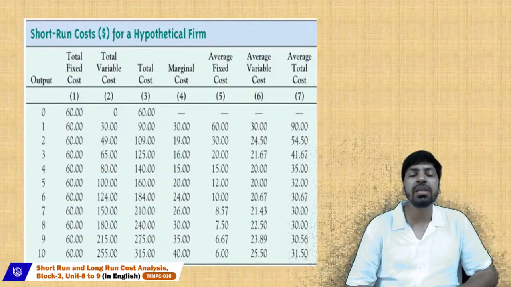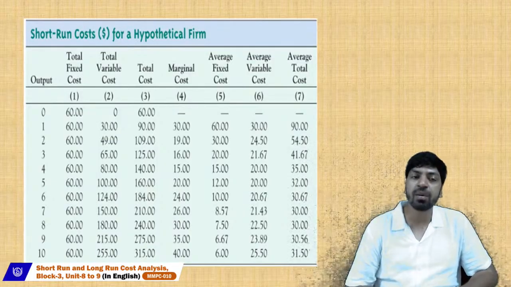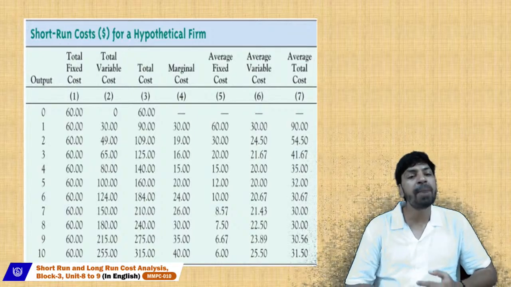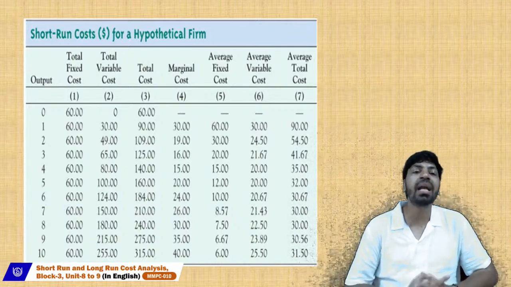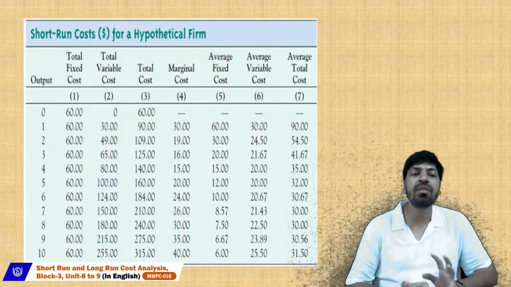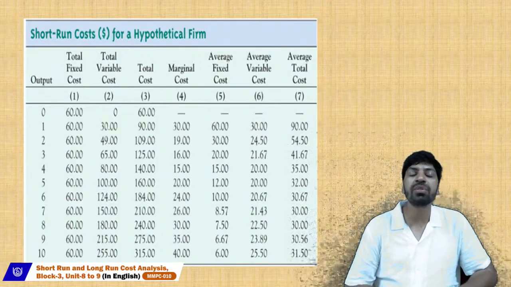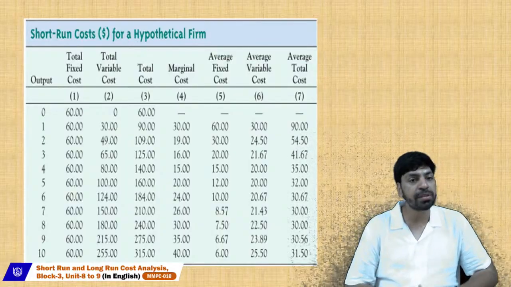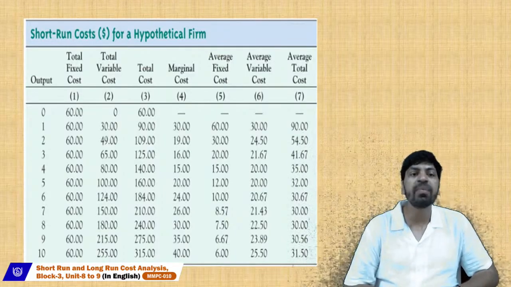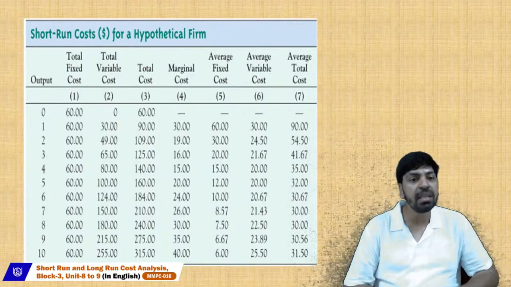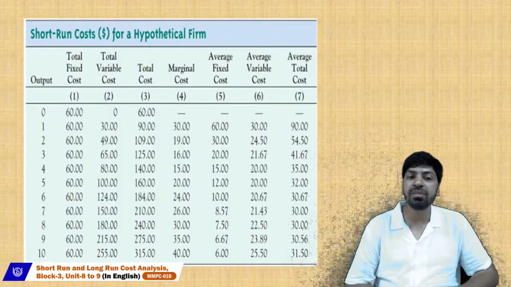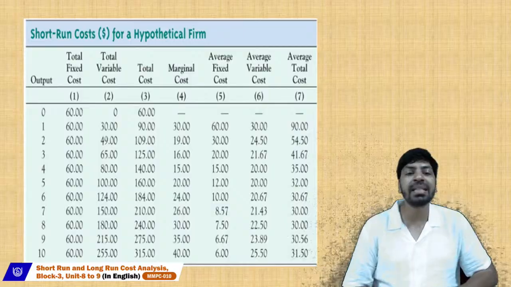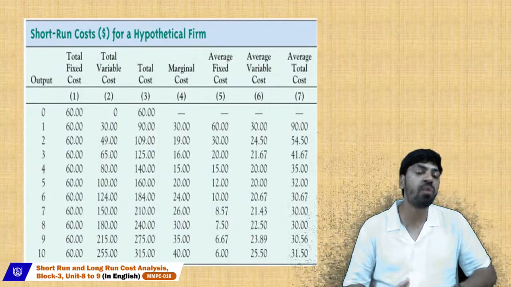The total cost is the total fixed cost plus the total variable cost. Once you add the total fixed cost and the total variable cost, you come up with the total cost. So 60 plus 0 is 60, 60 plus 30 is 90, 60 plus 49 is 109, 60 plus 65 is 125, 60 plus 80 is 140, and so on.